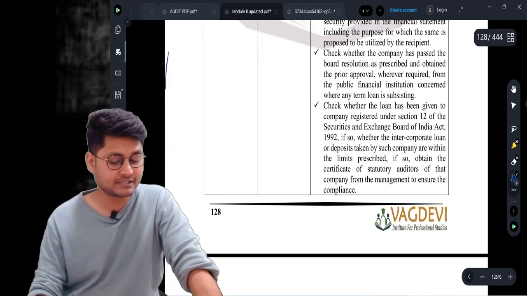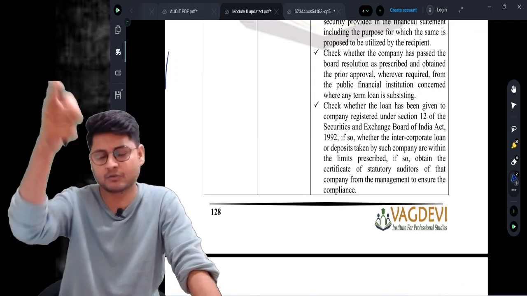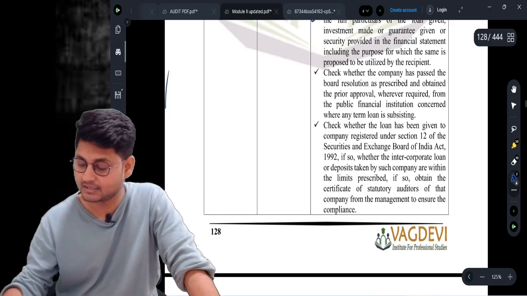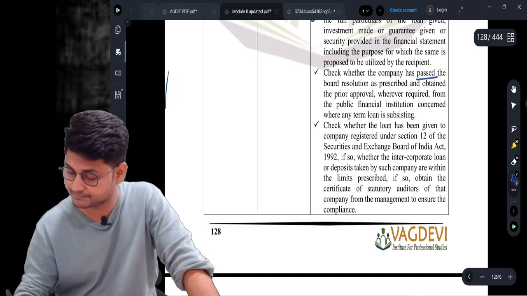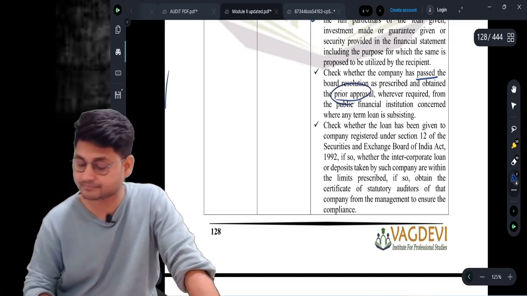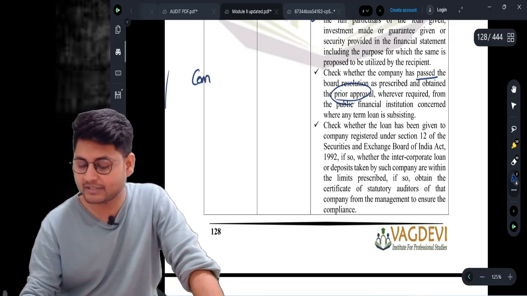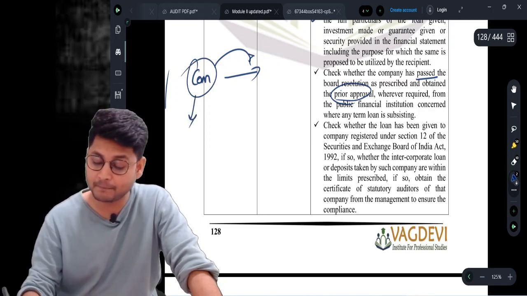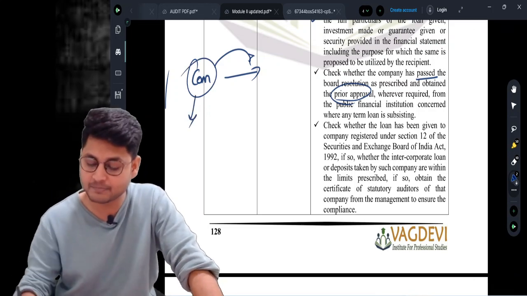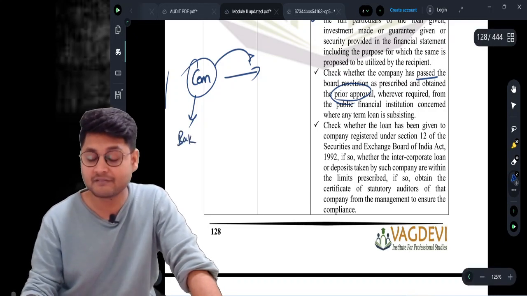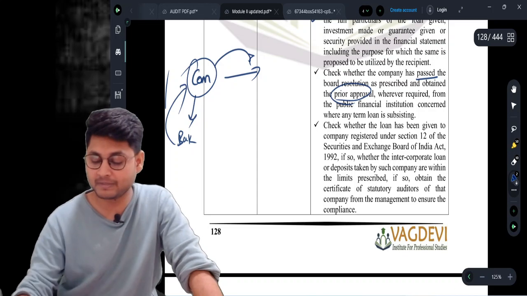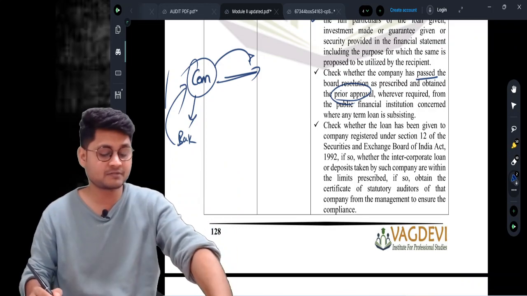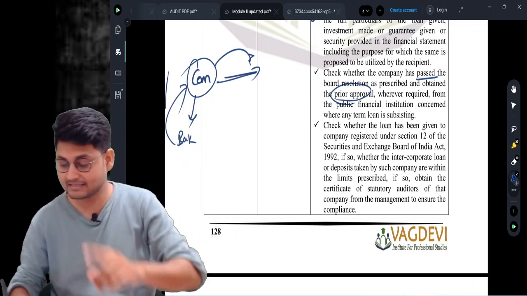And one more beautiful point you just need to write. This is the amount which is given by the company to outsiders, right? So before you provide this, see whether the company has passed the board resolution as prescribed and obtained the prior approval. If the company is under default in paying their own borrowings, then they need to take prior approval from the banks and financial institutions which have provided their money to the company. So in order to provide the loan to outsiders, first of all it must take the permission from the banks or financial institutions from where they have taken the loan. That is the important point you need to write there.